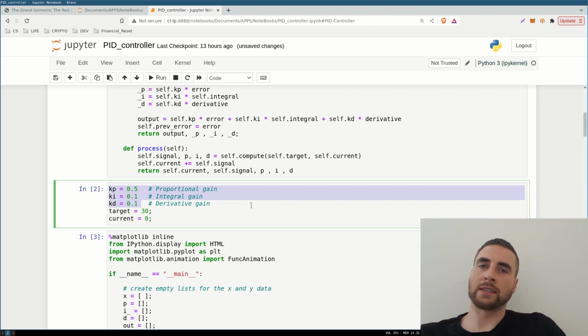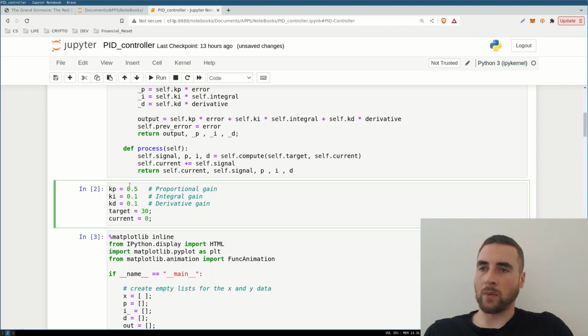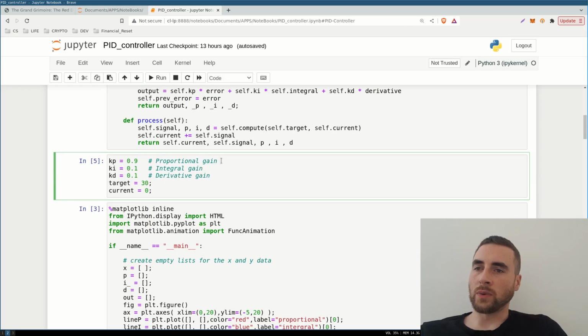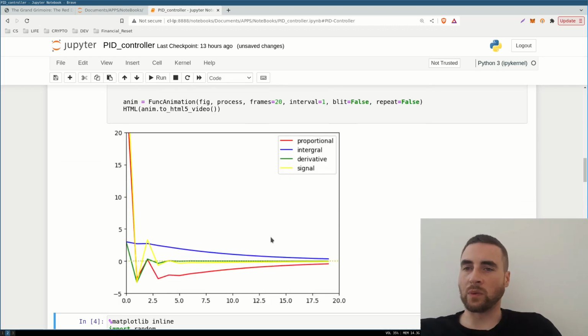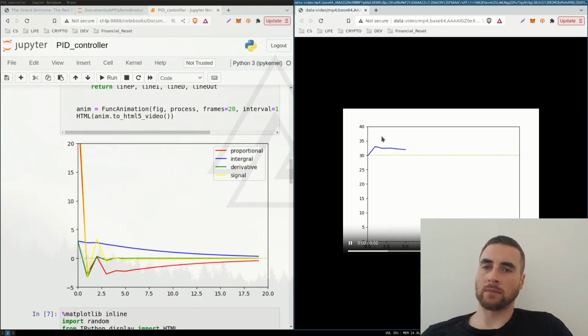So to better understand the proportional, integral and derivative aspects of the controller, we can play about with the gain values. So with these values, the control signal will mostly be made up of the proportional part. And this is what it looks like as a result. So it takes a long time to converge on to 0.